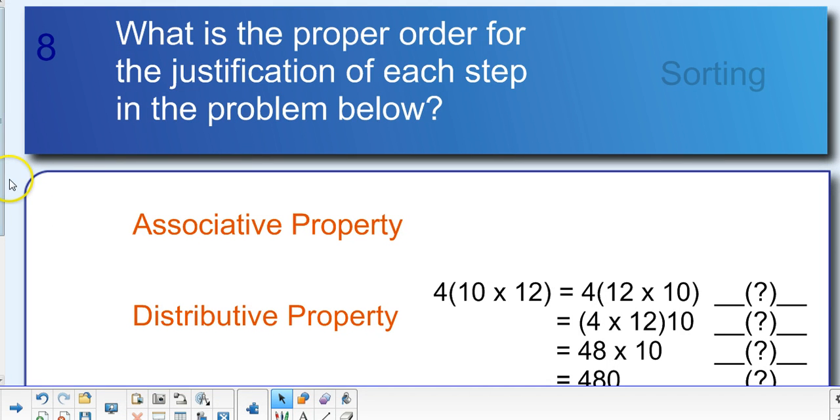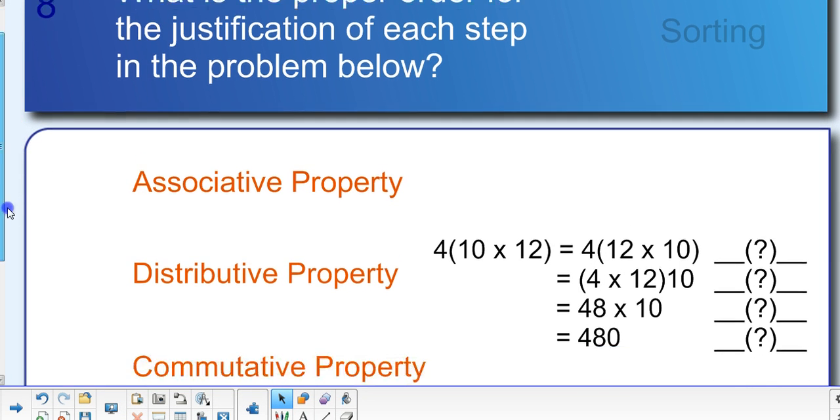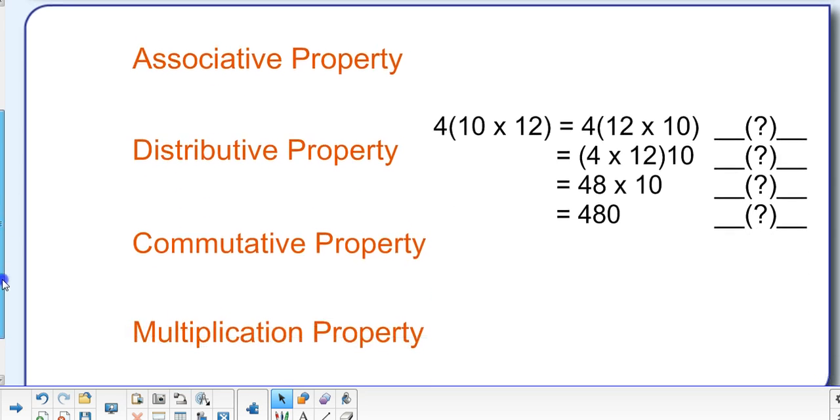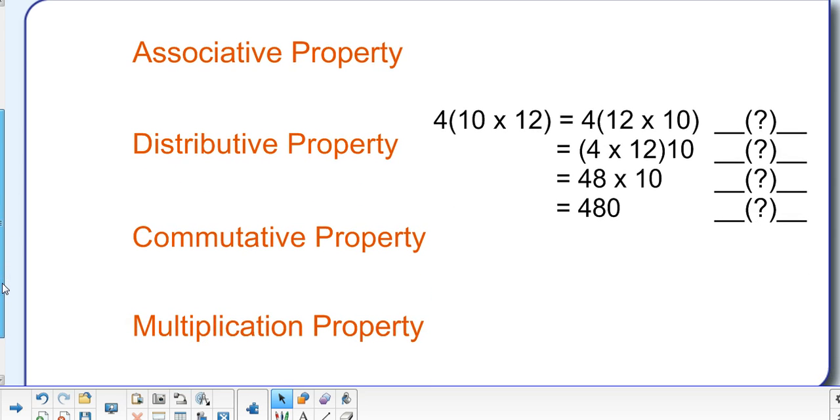What's the proper order for the justification of each step in the problem below? So take a look at the problem below. We've got associative, distributive, commutative, and multiplication property. So number one, what do you think? What have they done between the left side and the right side? So what has been changed? The order in the parentheses. There is parentheses, but it's not associative. It's the order that's changed, so that's the commutative property. So that would be number one.